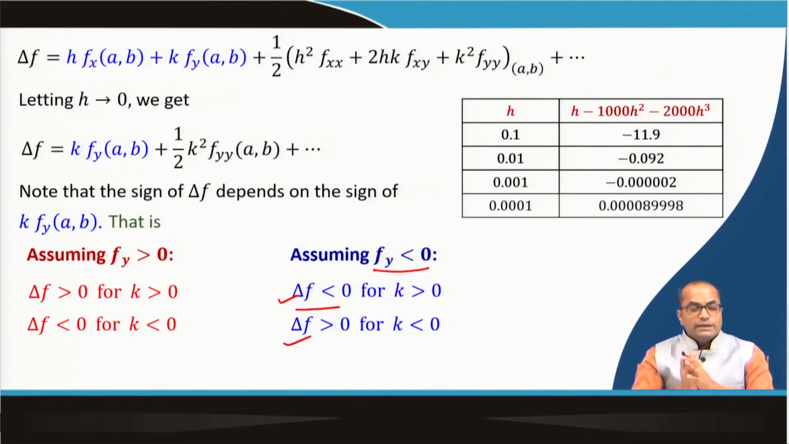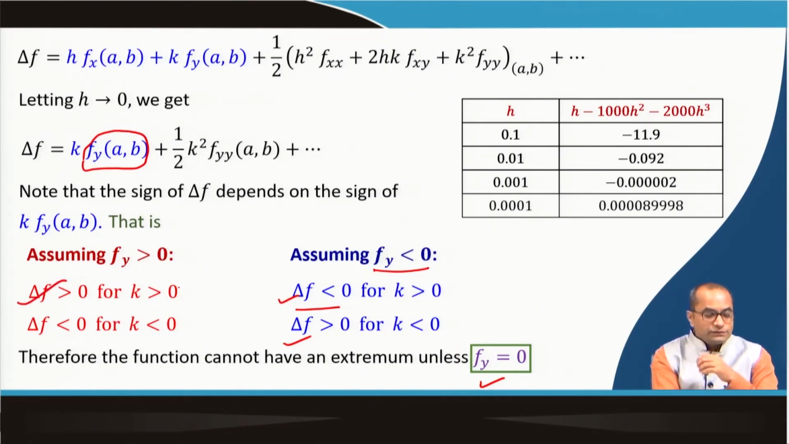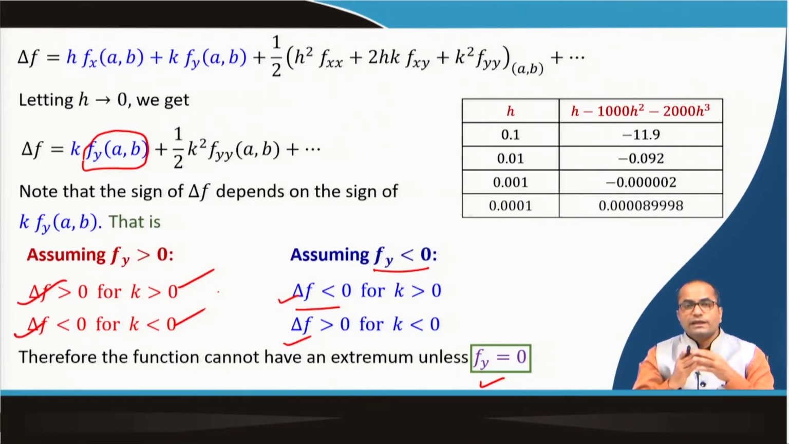So, if we are claiming that this point (a, b) is a point of extremum, that means either delta f will be positive or delta f will be negative. This can only happen when this f_y is 0, because if this f_y is not 0, what we have realized is that delta f changes its sign. Delta f is positive here for k positive, delta f is negative for k negative, it is changing sign.